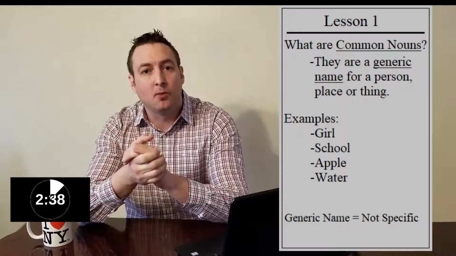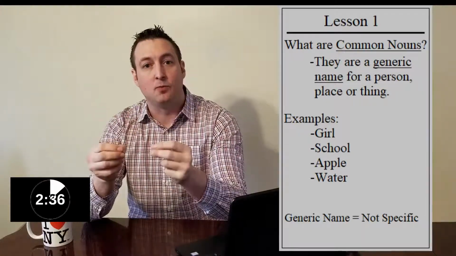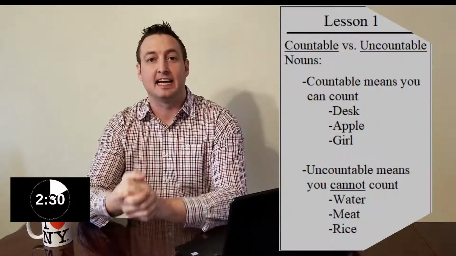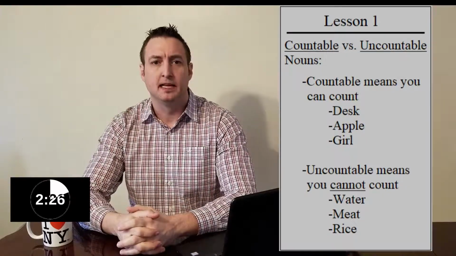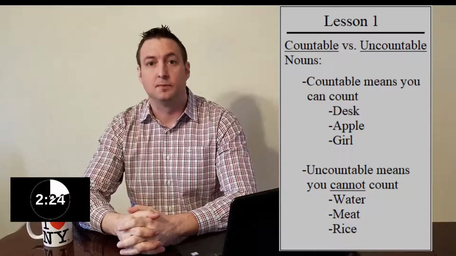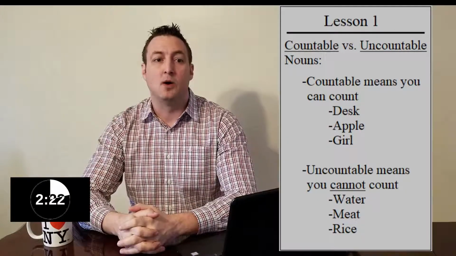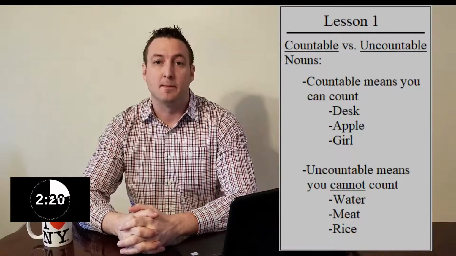Now I think it's very important to understand that there are thousands of common nouns, but we can break them into two different categories. The two categories are countable versus uncountable. And we're going to start by talking about countable common nouns.